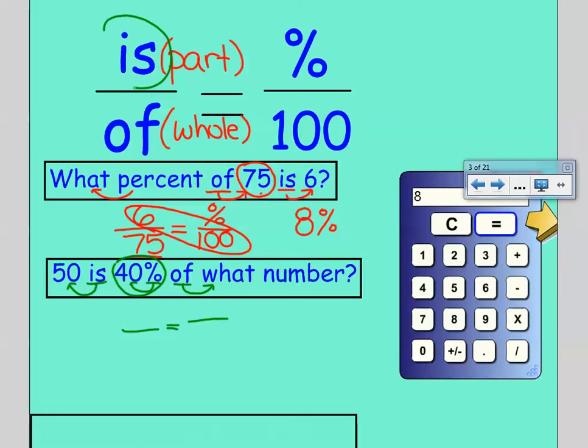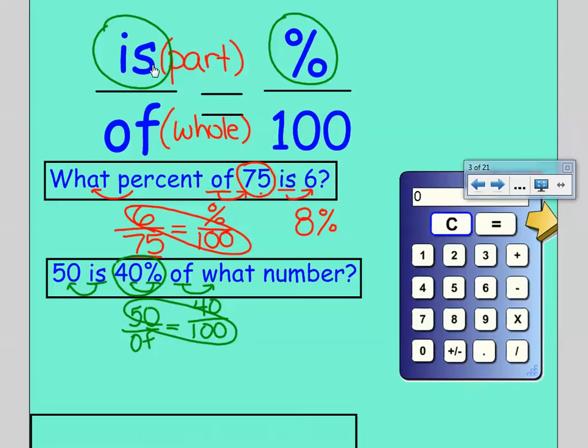Is goes in my numerator, so I'm going to put 50 in my numerator. I don't have a of, so I'm going to leave the of there. That's my missing number. Percent goes in my top numerator on the right side. 40 is next to the percent, so I'd put 40. Again, the percent is always out of 100. So, just like always, I multiply diagonally straight across and divide by the last number.